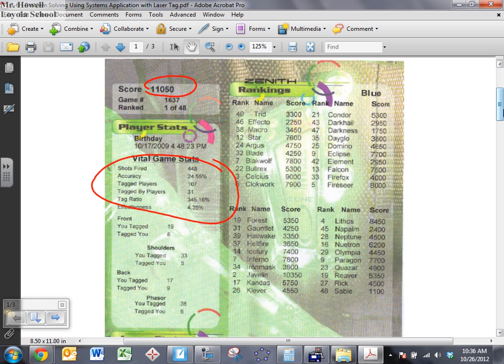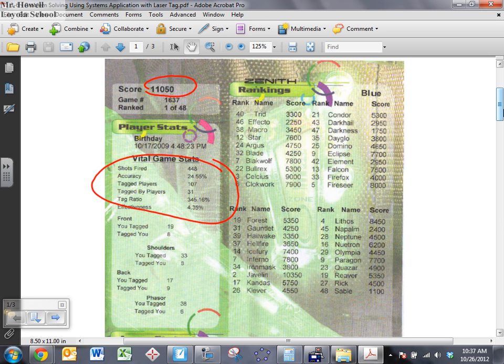But then they say, you shot somebody, and there are sensors. You have a front sensor, which is on your chest. You have a shoulder sensor, and there's 4 of them. One on each shoulder, front, back. Then there's a back sensor, which is right in the middle of your back. And then there's a phaser, which is your gun, the sensor on your gun. So you can shoot somebody in 4 different methods.